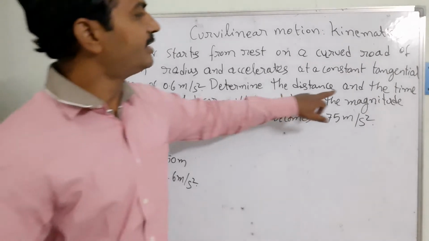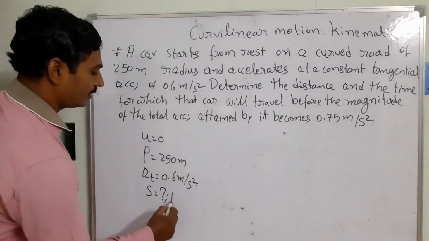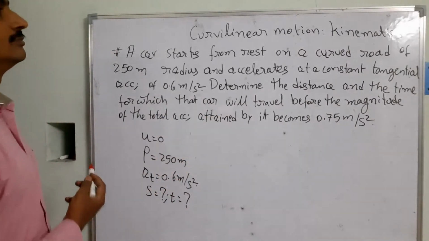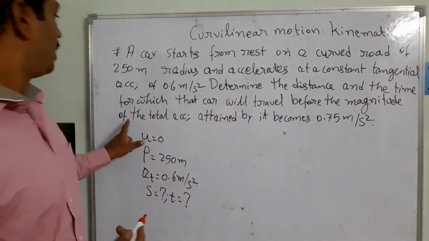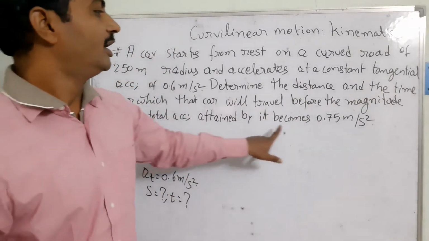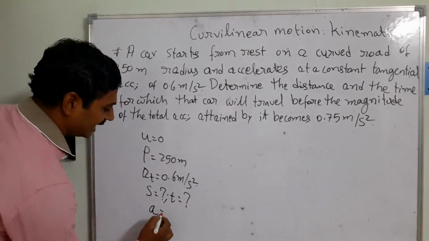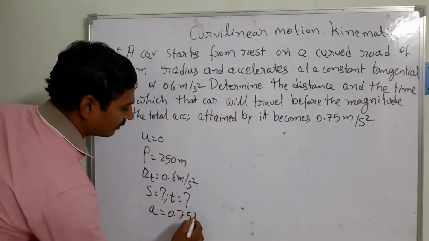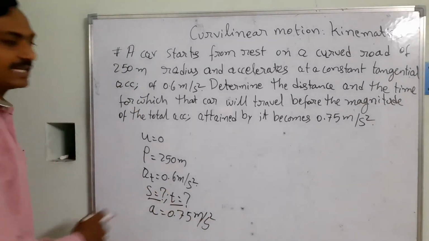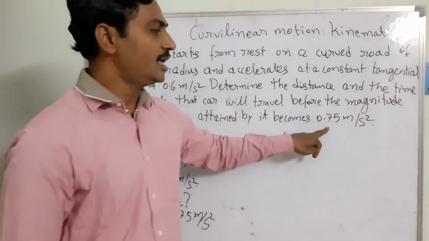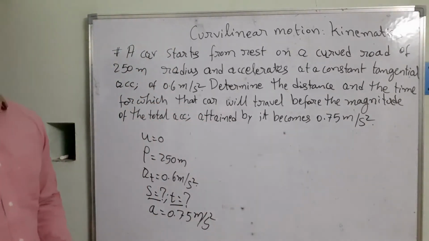Now, we need to determine the distance and the time for which the car will travel before the magnitude of the total acceleration becomes 0.75. So I am taking the total acceleration A is equal to 0.75 meters per second square. So we need to find out the S value as well as the T value. Then how are we going to calculate this?